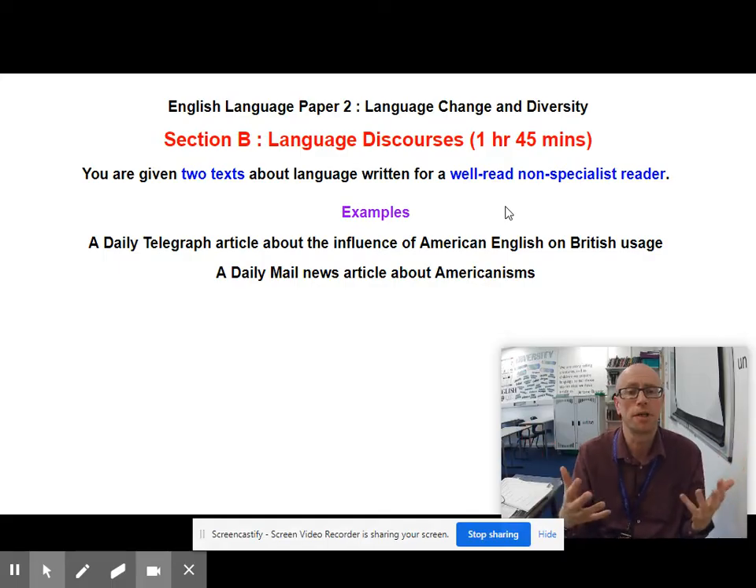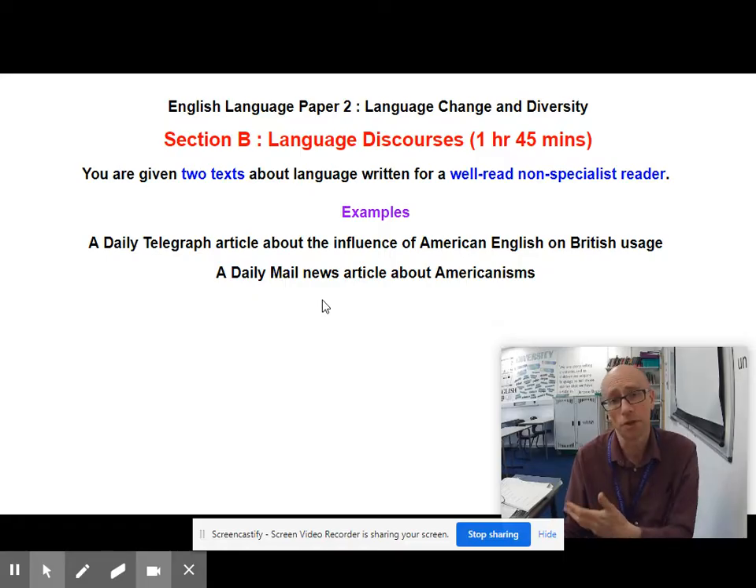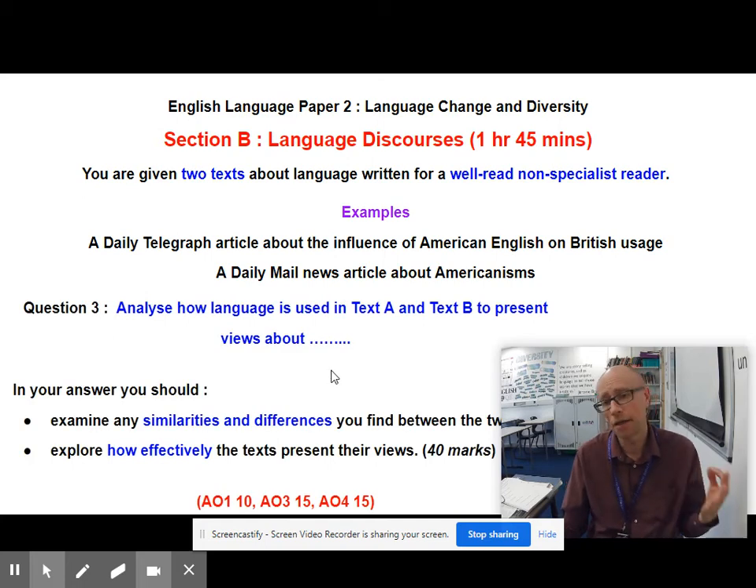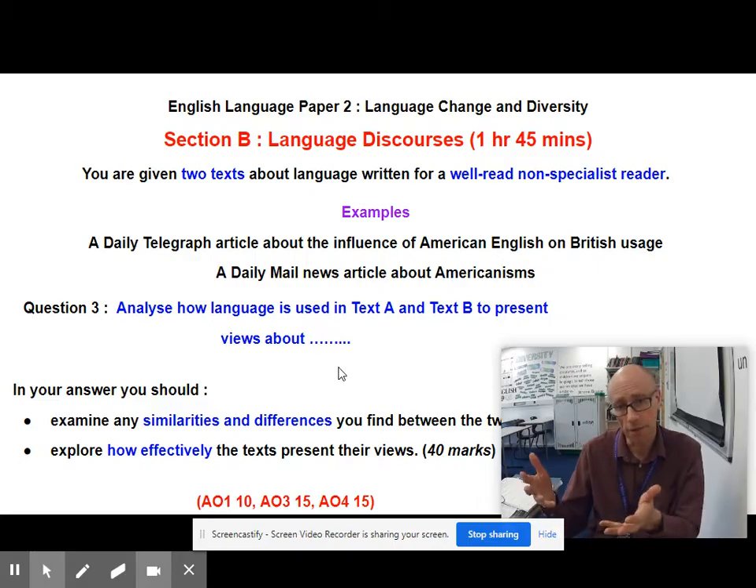You might get, for example, a Daily Telegraph article about the influence of American English on British usage. The Daily Telegraph is a British right-wing conservative broadsheet newspaper. And that might be coupled with a Daily Mail news article on the same subject about Americanism. The Daily Mail is also a right-wing conservative newspaper, but a so-called blue-top tabloid newspaper. And the question would be, analyse how language is used in text A and B to present views about whatever it is.